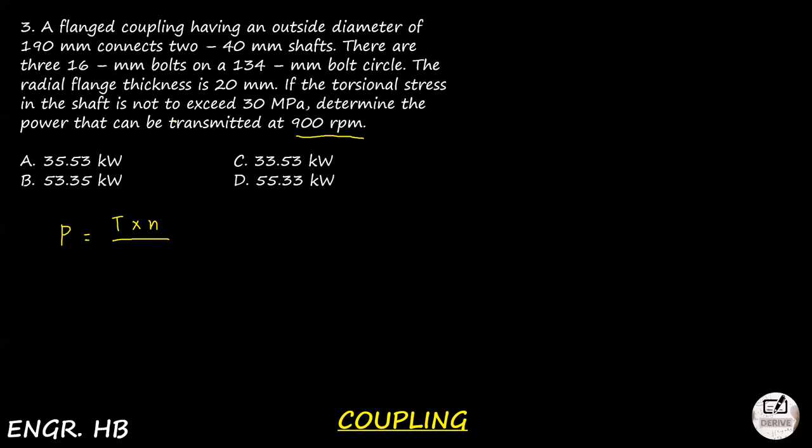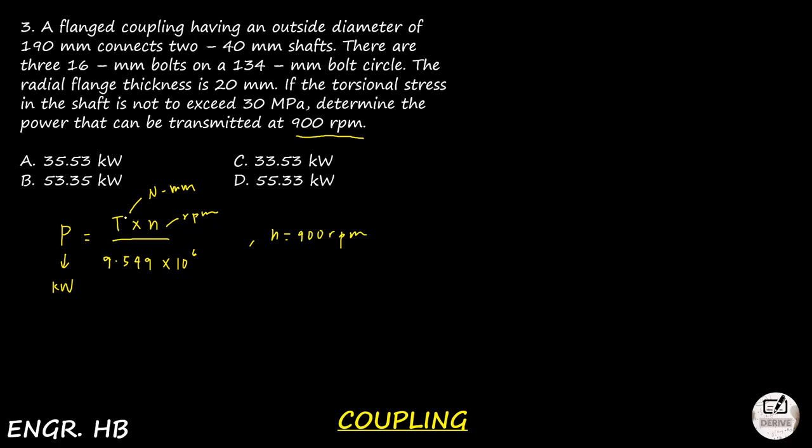So ang mga given ay mm. Matic, this is a metric unit. Your constant is 9.549 times 10 raised to 6, given that your torque is in Newton mm and your shaft speed is in RPM, at magkakaroon ka ng power in kilowatts. So yun lang hinahanap. So meron na tayong given na shaft speed which is 900 RPM. Hinahanap na lang natin is yung torque ng whole assembly. So how are we going to get that?